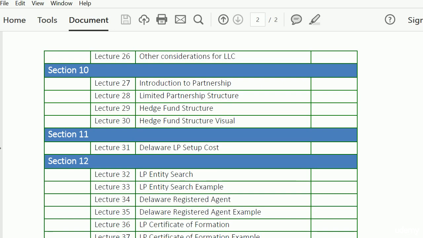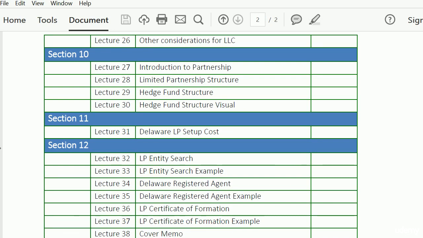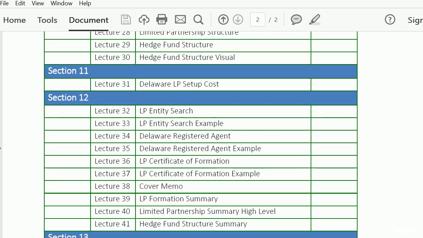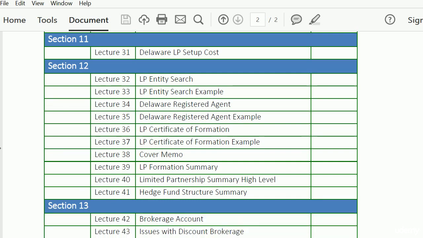Then starting in lecture 27, we'll get into the partnerships, and we'll talk about different types of partnership, the partnership structure, and how that partnership structure is related to the hedge fund structure. And again, we'll provide a high-level overview, a visual of that as well. And then we'll talk about the limited partnership setup cost involved for Delaware. And again, for section 12, it is very similar to the LLC setup, but it's a little different as well. So we'll look through the step-by-step on how to actually set up the limited partnership in Delaware.